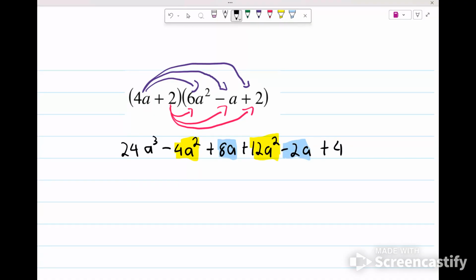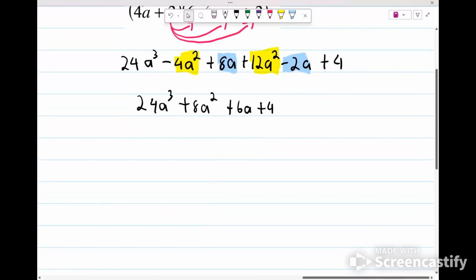So if we simplify this, there's nothing else with a cubed, so we put 24a to the power 3. And we have negative 4a squared plus 12a squared, which will give us a positive 8a squared, because we could say 4 minus 12, but because 12 is positive, it's the larger number, which means it'll be positive. We have 8a minus 2a, which will give us a positive 6a, and then 4 is by itself.